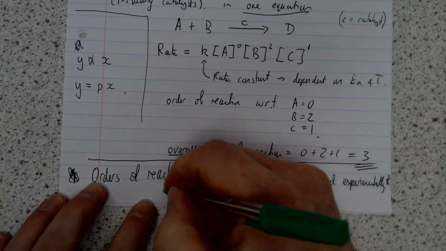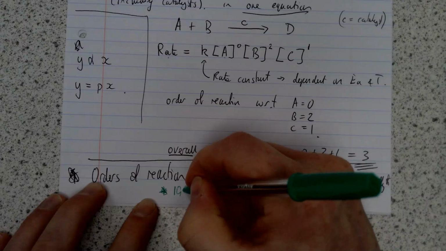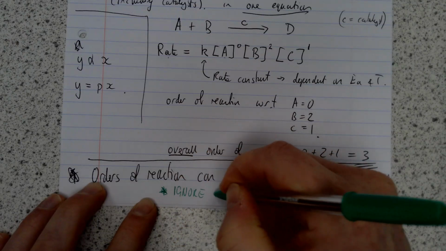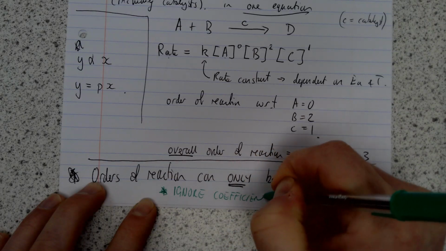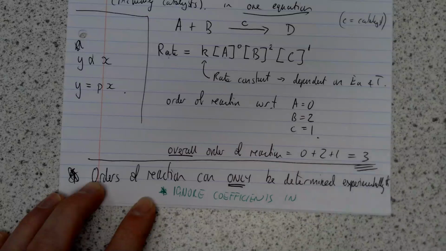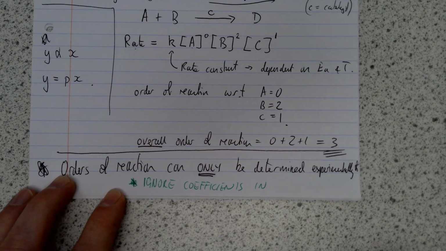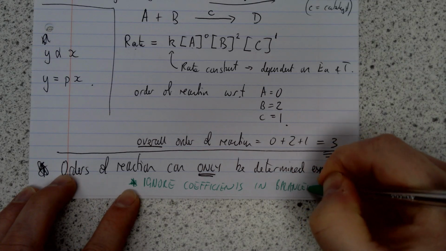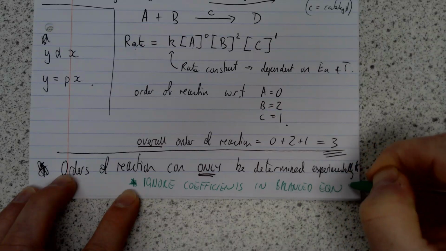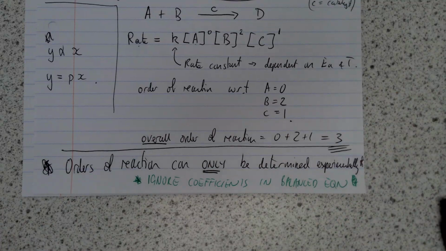But one thing we must make a note of now is ignore the coefficients in the balanced equation. They have nothing to do with the order of reaction. That's just the molar ratios. It's got nothing to do with rate of reaction. Don't forget that. Okay, so that's that done.